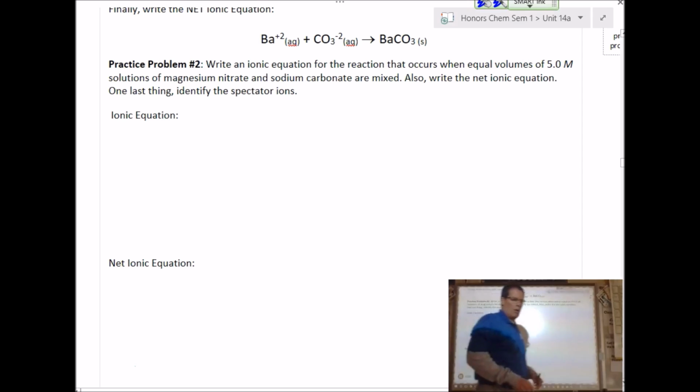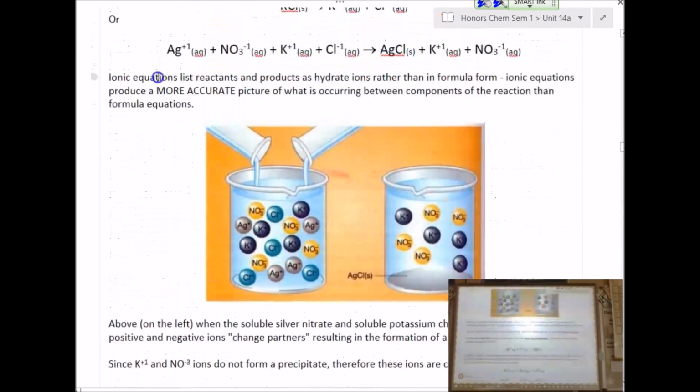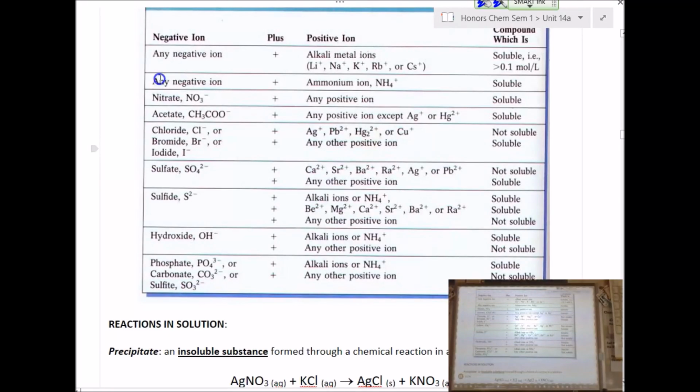So let's go back to our table, unless you have it memorized. Okay, so the first one, nitrate, sodium nitrate. So all nitrates are soluble. Especially if you get into AP Chem, you're going to see, oh, all nitrates, chlorates, those are always soluble. Now we don't have chlorate on here, but we'll talk about that later. Soluble means clear, so it stays dissociated or dissolved. Good.